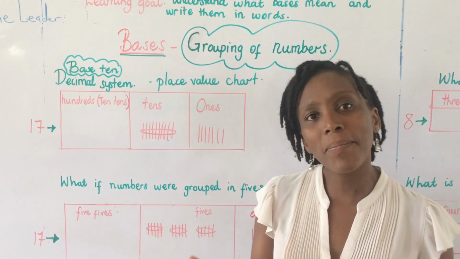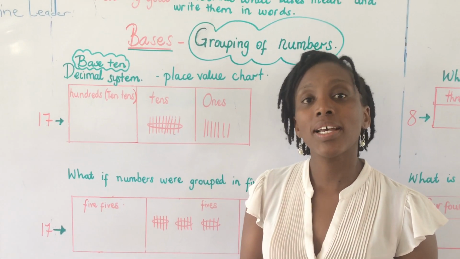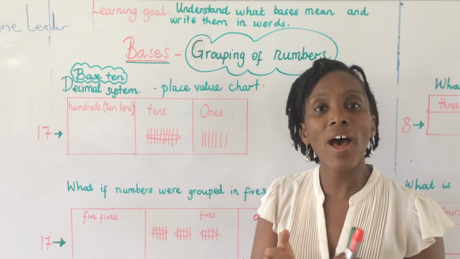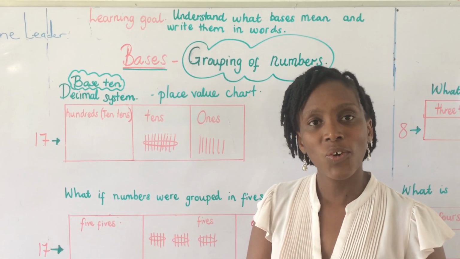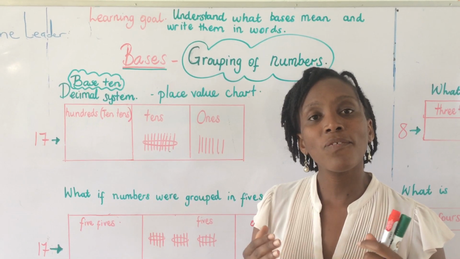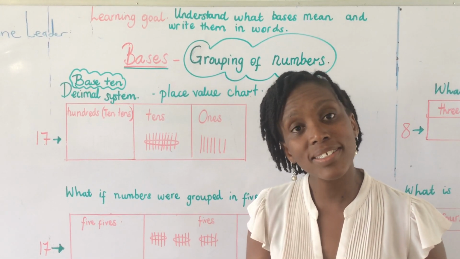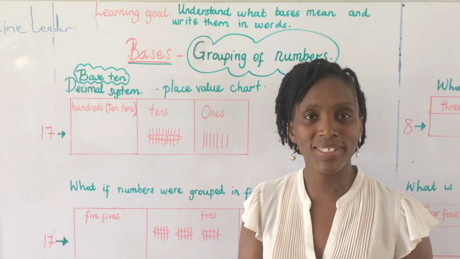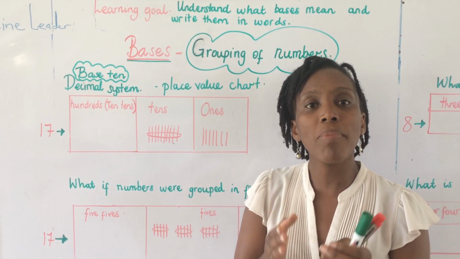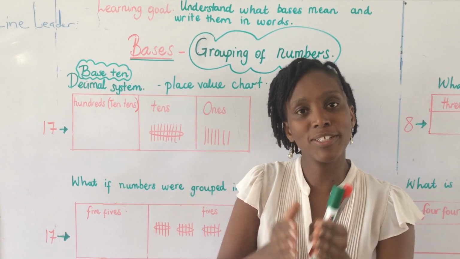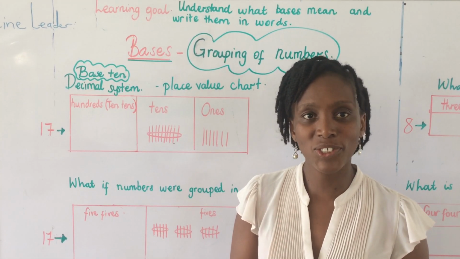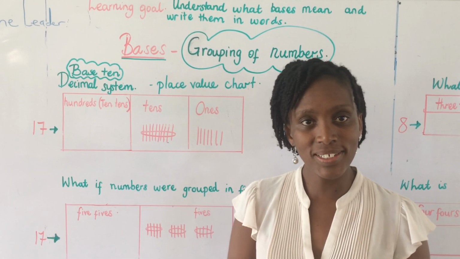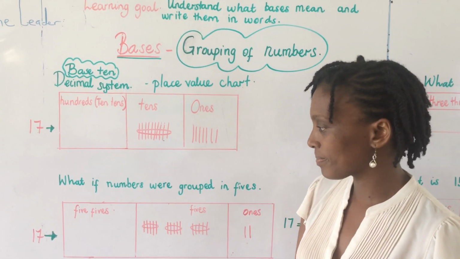What if numbers were grouped not in tens but as groups of other numbers? We will discover that we then create different number systems. Systems that are not based on groupings of 10. So let's group 17 in fives.